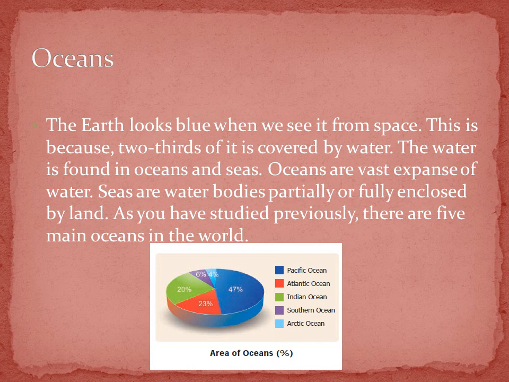Oceans are the vast expanse of water. Seas are water bodies partially or fully enclosed by land. As we have stated previously, there are 5 main oceans in the world. Pacific Ocean has 47%, Atlantic Ocean 23%, Indian Ocean 20%, Southern Ocean 6%, Arctic Ocean 4%.